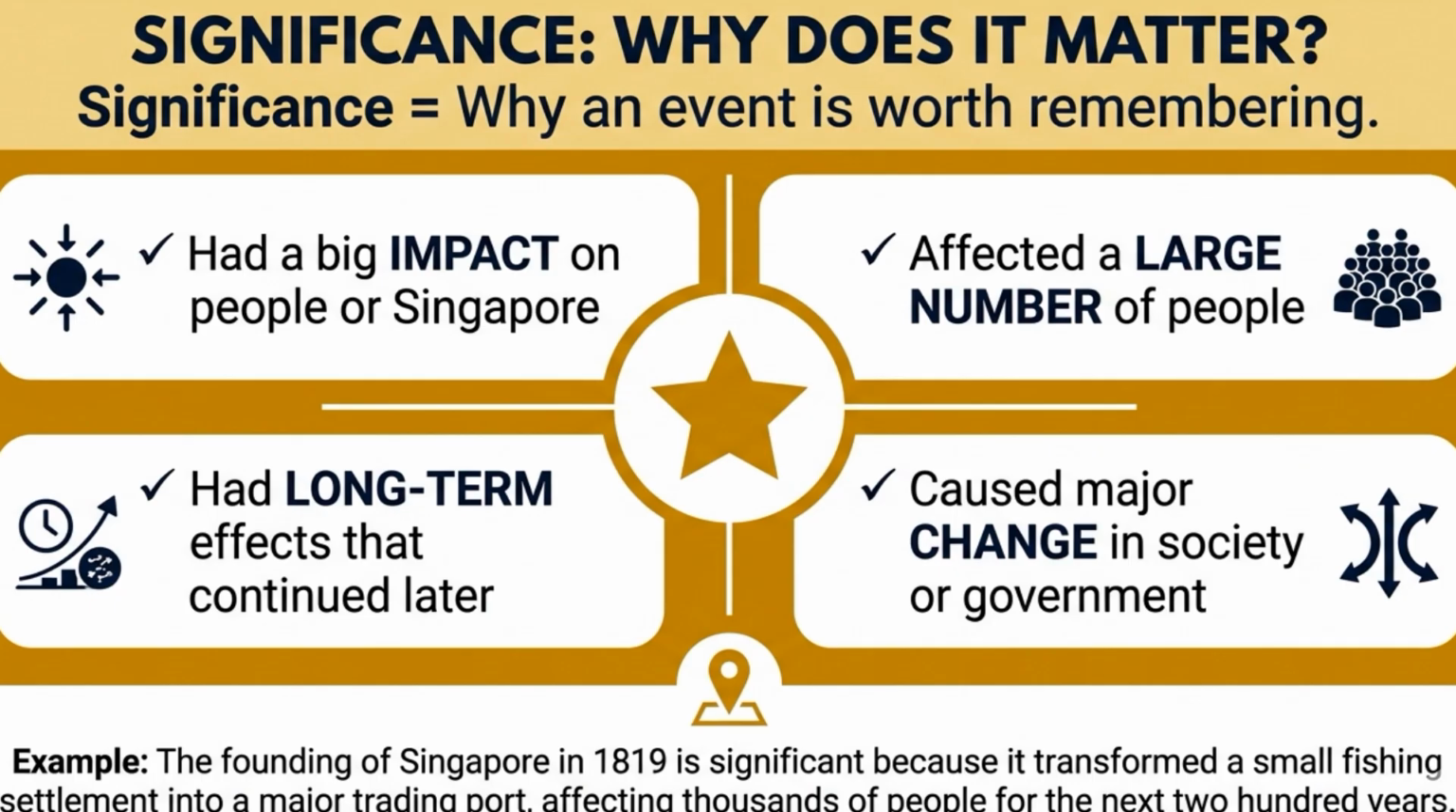The founding of Singapore in 1819 is a good example of a highly significant event. It transformed the island from a small fishing settlement into one of the most important trading ports in Asia. It attracted tens of thousands of migrants. Its effects shaped Singapore's development for the next 200 years and beyond. That combination of scale, impact, and long-term effects makes it historically significant.